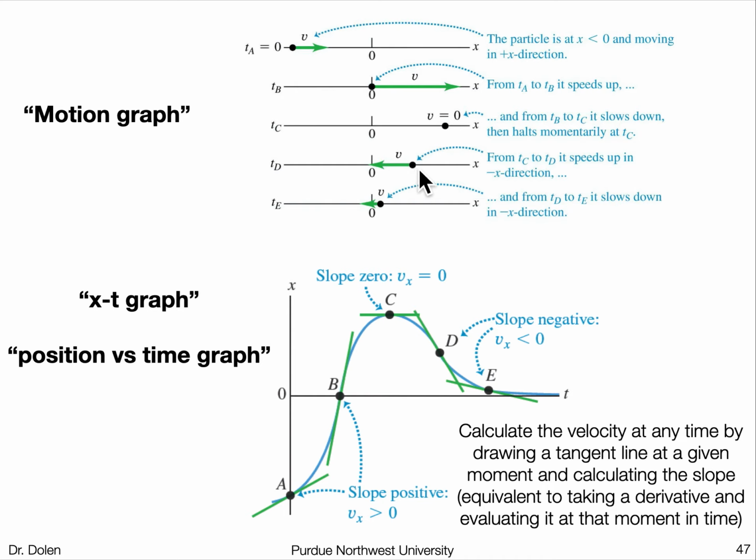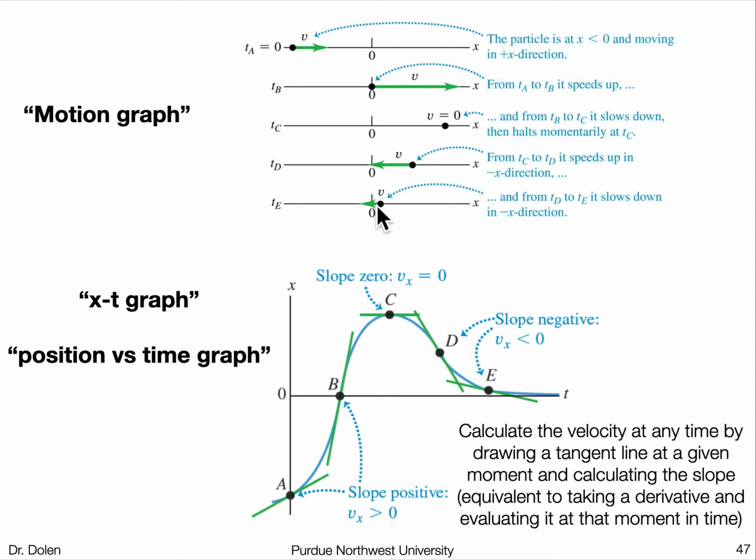So I have some positive position. I'm at this location, so I'm to the right of the origin. I have some positive position, but I have negative velocity. I'm moving in the minus x direction. And at some later time, time E, I still have some positive position. I still have some negative velocity, but my negative velocity has a smaller magnitude than it did before. Right? This arrow is smaller.